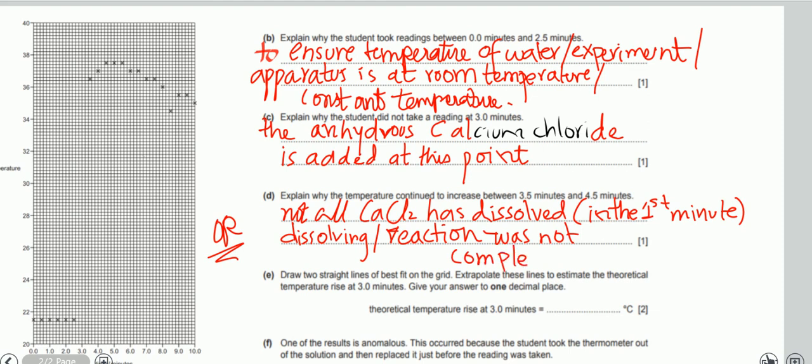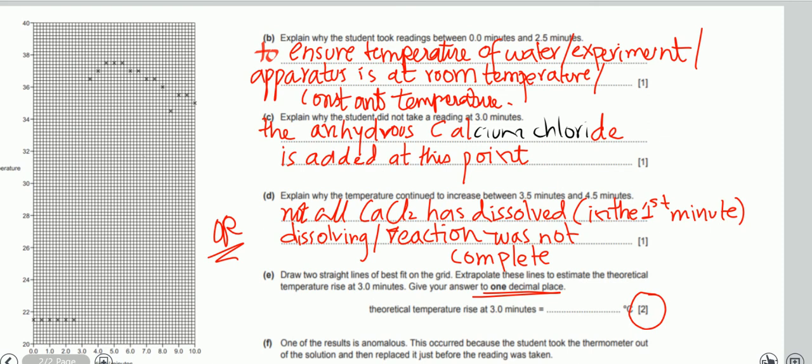Now for part E, you need to draw two straight lines of best fit on this graph, and extrapolate, as in extend these lines, to estimate the theoretical temperature rise. First, how much temperature rise was there from your room temperature when the calcium chloride started its reaction. And you have to give the answer to 1 decimal place, because this question is of 2 marks and 1 mark is for giving your answer in 1 decimal place.